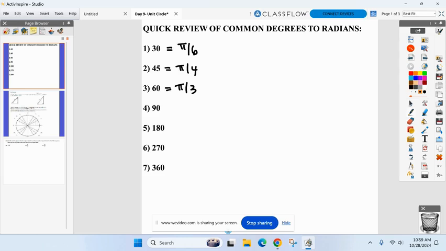Pi over 2. Pi. 2 pi over 3. Nope. 3 pi over 2. 2 pi. Okay, these are going to be used more and more now.